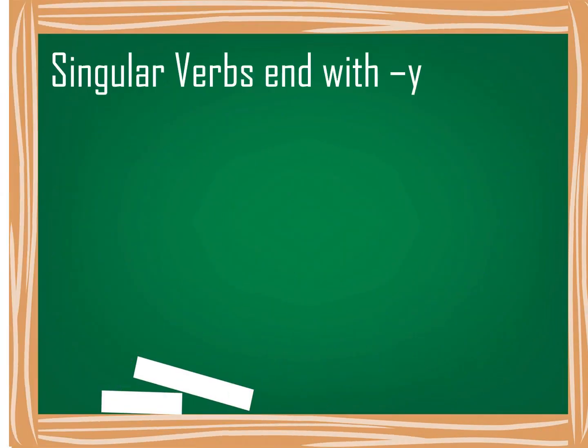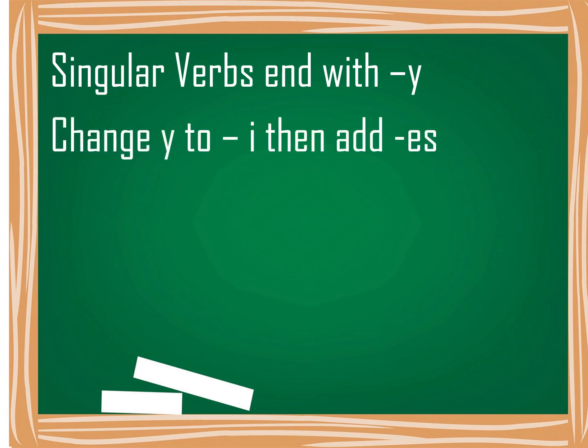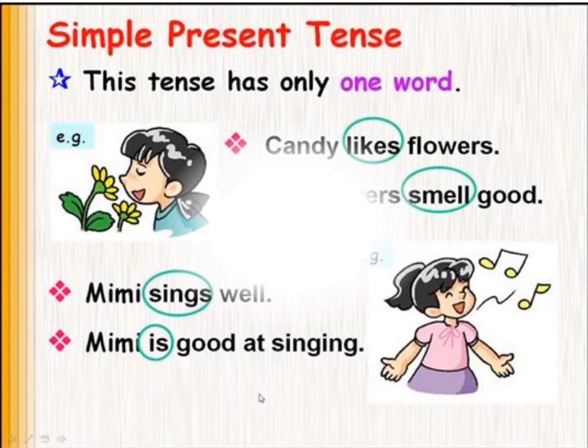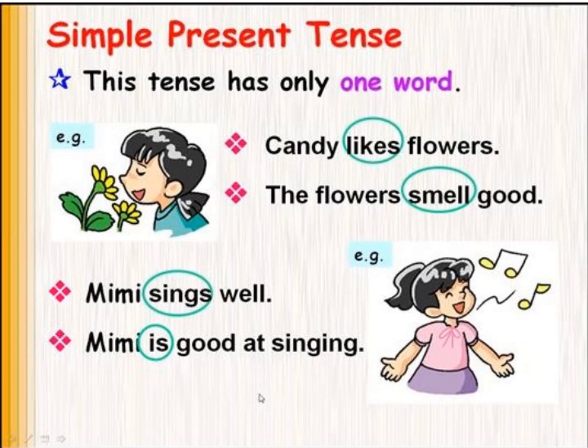For singular verbs that end with y, we have to follow certain rules. Change y to i, then add es. Example, she carried her bag. She carries her bag. Change y to i, then add es because our subject is singular. Let us have some examples. Candy likes flowers. What have you noticed with the verb likes? Correct, it ends with s because our subject is singular.